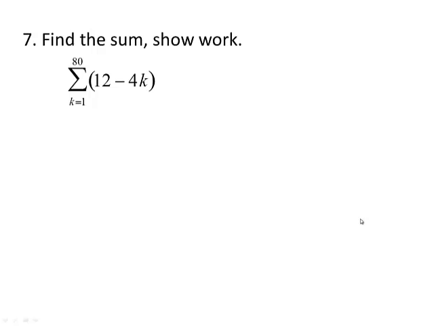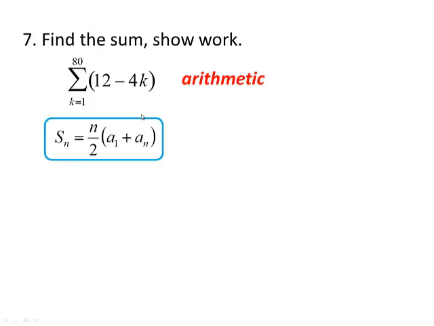Number 7, the sum. Find the sum and show your work. This you have to already know just by looking at that is arithmetic. There is no exponent on here. So it's not going to be geometric. And it looks like a line. Y is equal to mx plus b. Negative 4 is going to be my slope, or the common difference. So if I know this is arithmetic, we're going to use the arithmetic formula for sum.